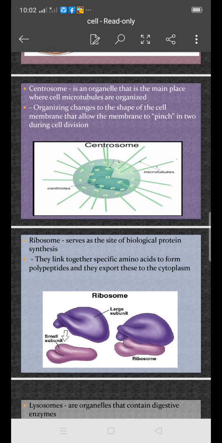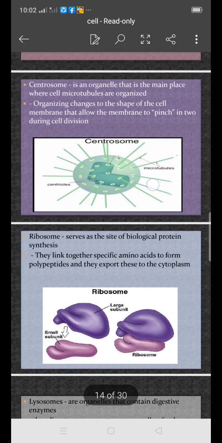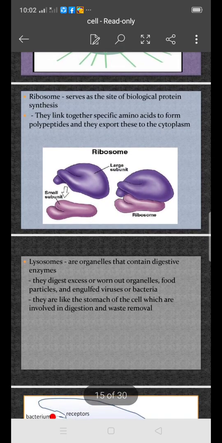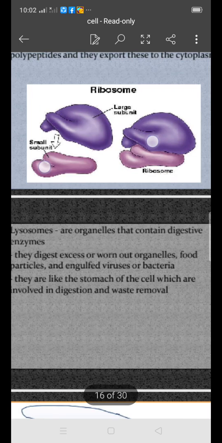Centrosome is an organelle that is the main place where cell microtubules are organized. Organizing changes the shape of the cell membrane that allows the membrane to pinch in during cell division. So this is the image of centrosome. And we have also ribosome. It serves as the site of biological protein synthesis. They link together specific amino acids to form polypeptides and they export this to the cytoplasm. So this is the image of ribosome.